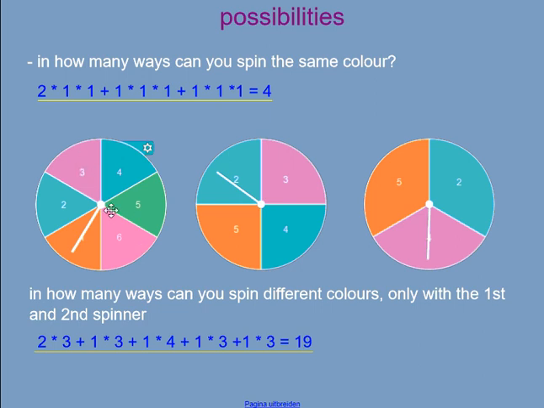So if you do pink over here, that's 2. You cannot spin pink over here. So that means you can spin this one and this one. So you do 2 times 3. We're going to look at this one, dark blue. You have one option to spin this one, and you have to spin a different color over here. So you can't spin this one. So you can spin this one and this one.